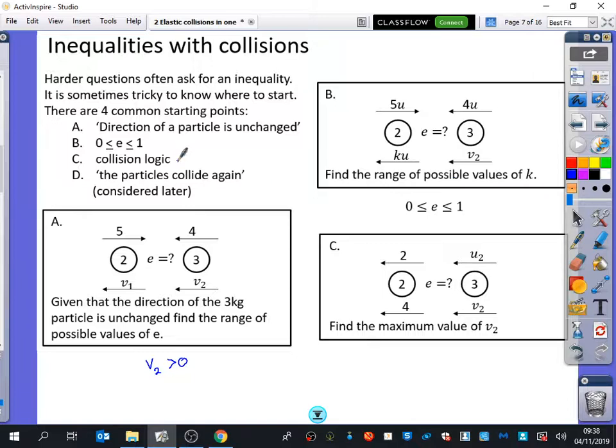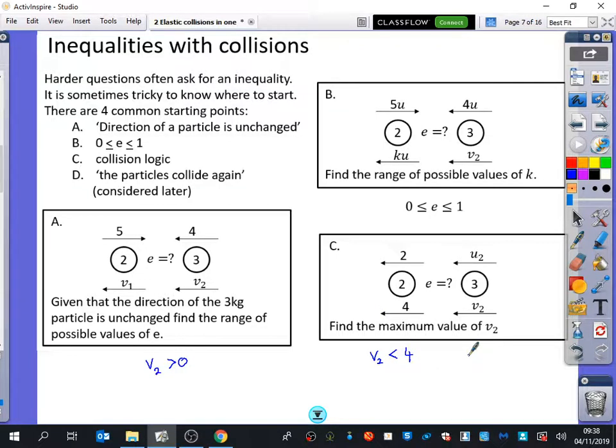The third thing I've said here, part C, is collision logic. Having a look at what we've got written here, if we're going to try and find out anything about E, what do we know about the speeds at the bottom and the speeds at the top? Just being sensible and logical. V2 has got to be less than what? No, it's got to be less than 4, because after a collision, it can't make sense for this one to be going faster than this one if they're going in the same direction. So we could say that V2 is less than 4.